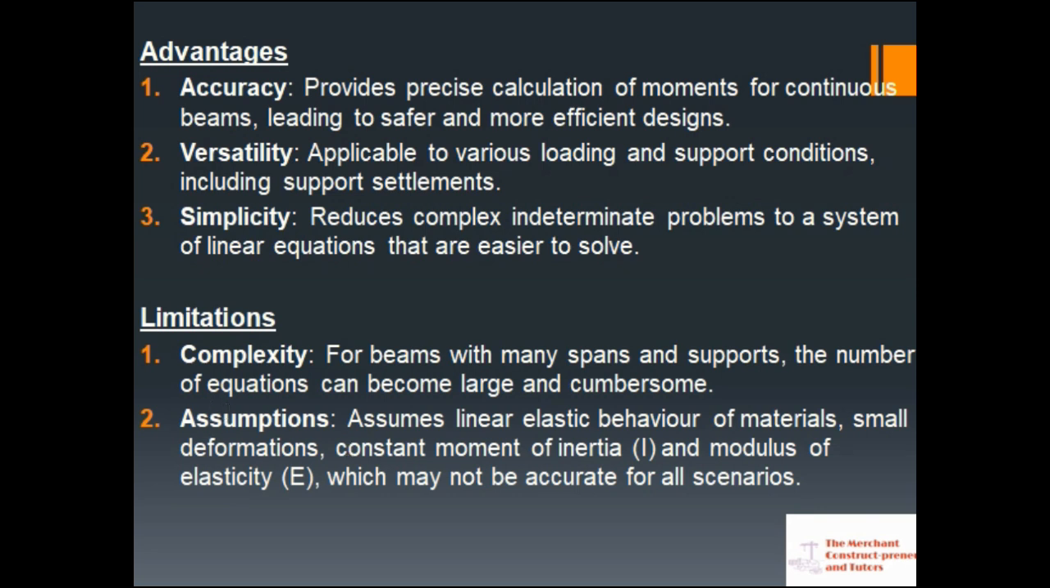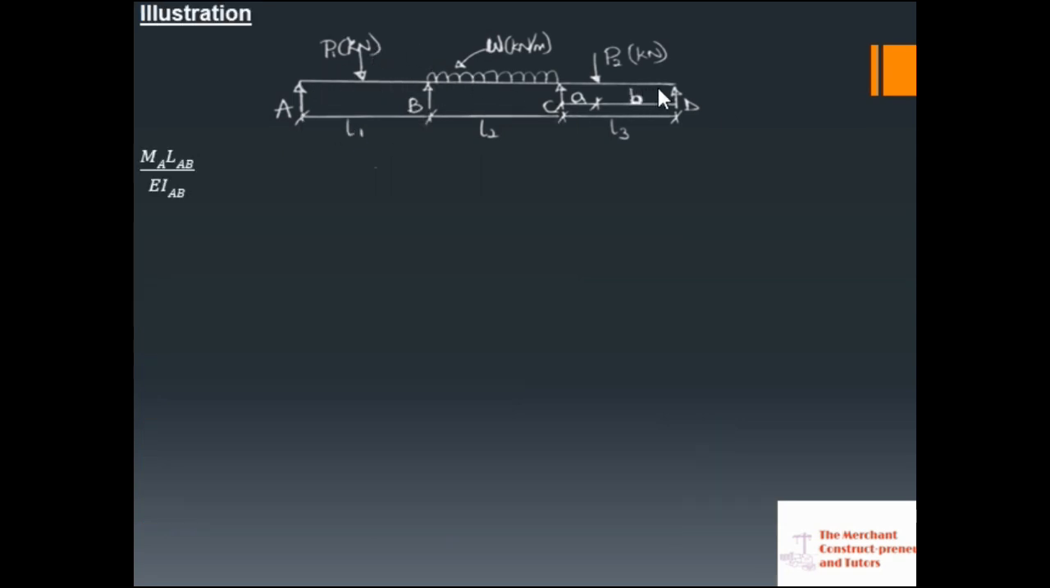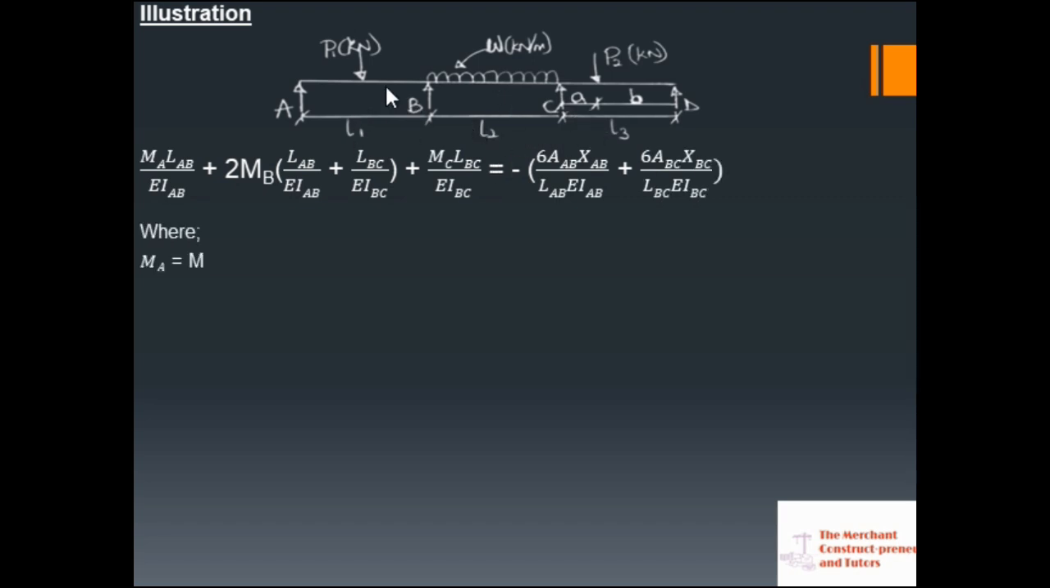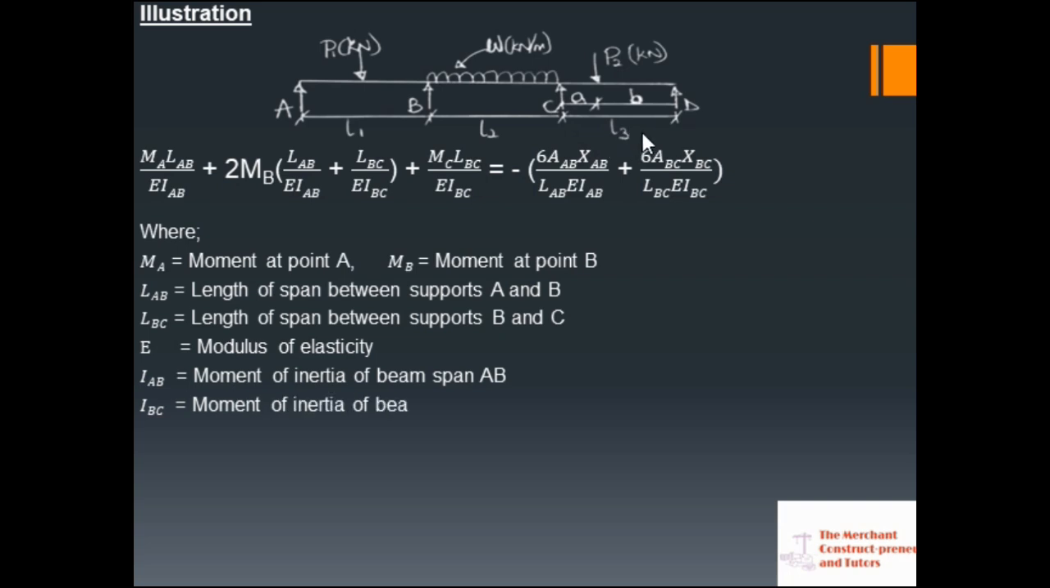So let's move to the next part. For the next part, we are looking at the illustration. This is what we call a 3-span continuous beam. You have spans L1, L2, L3, subjected to a point load between supports A and B, that is L1. Then a uniformly distributed load between B and C, L2. Then a point load that is not centralized, P2, between C and D, that is L3, at a distance from one side.